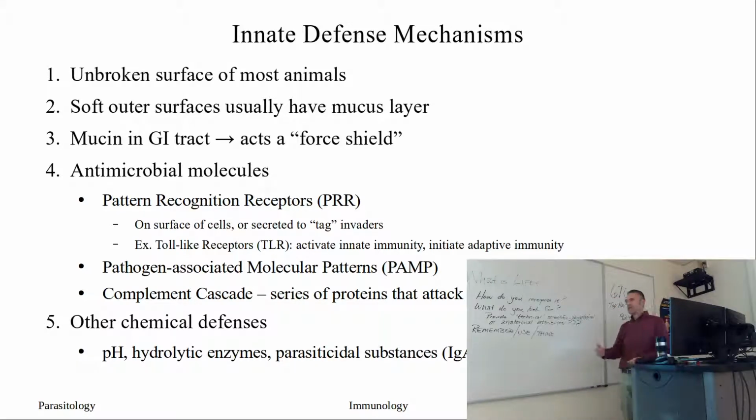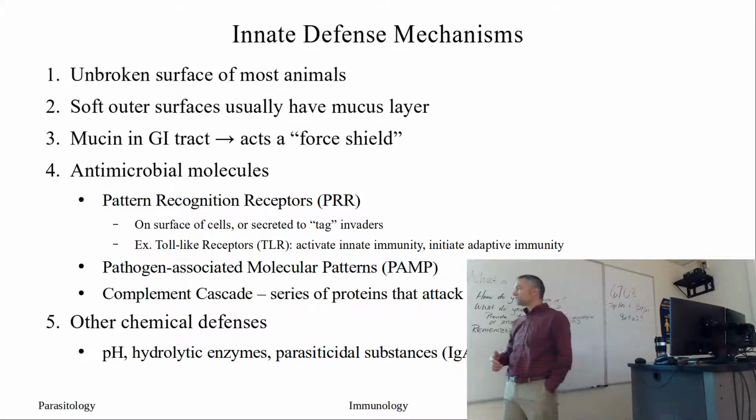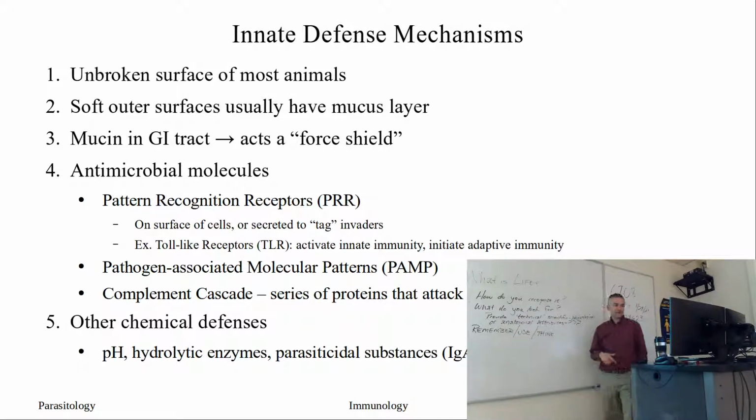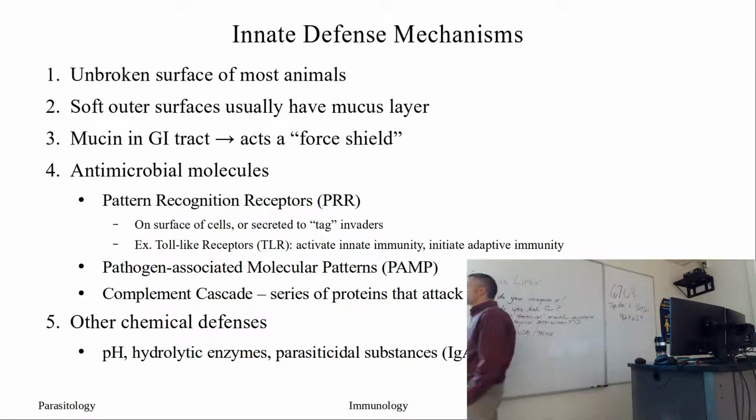All right, toll-like receptors, that's kind of what they are. That's what they do. When a toll-like receptor binds, it's going to activate the innate immunity and then start the adaptive immunity process. Pathogen-associated molecular patterns. These are what we recognize. That's what our innate immune system is recognizing. Those are things that are going to be on the bacteria.